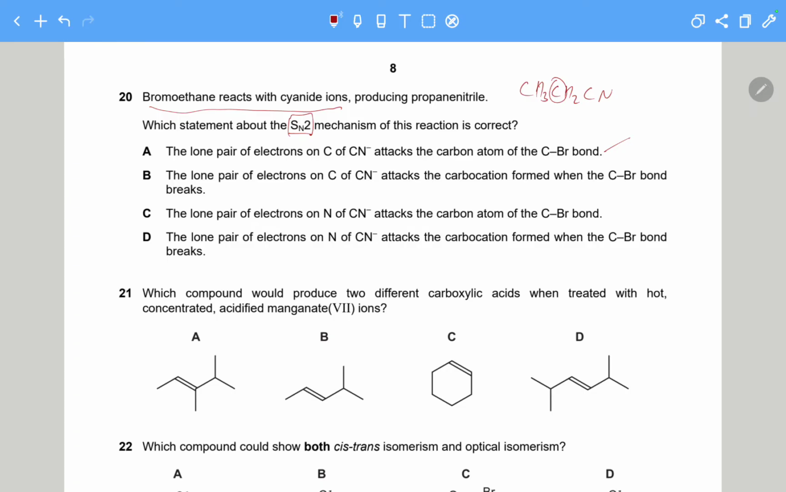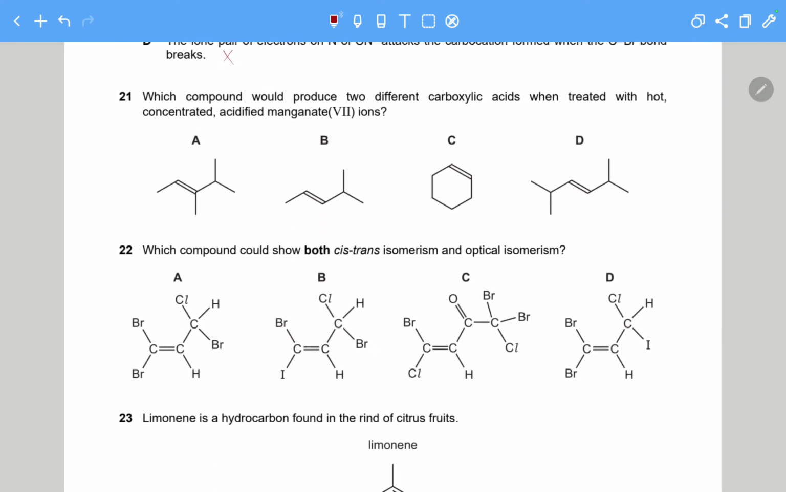The lone pair of electrons on C of CN negative attacks the carbocation formed when the C-Br bond breaks. Now this option is wrong because remember, it's an SN2 mechanism, not an SN1 mechanism. So there will be no carbocation formation. B is wrong. Then options C and D say the lone pair of electrons on N attacks the carbon, and they have to be wrong because as we discussed, it has to be the lone pair on C, not the lone pair on N. So the answer is A.